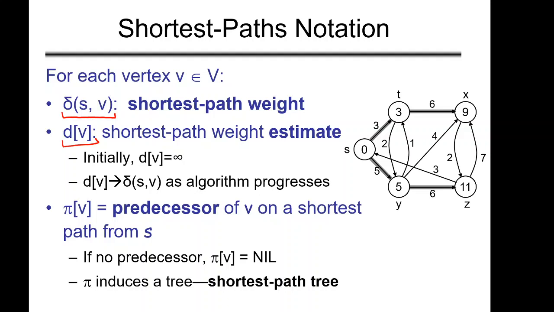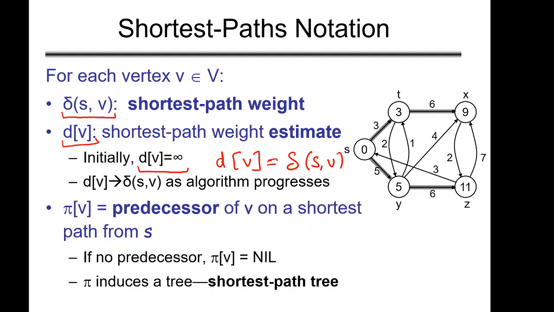In the beginning, in the initialization step, we will say that d of V is infinity. We can reach vertex V from S with infinity weight, right? So this is the initialization step, and then we will keep on improving this weight. As our algorithm progresses, d of V becomes closer and closer to the actual shortest path weight. Once the algorithm stops, d of V is equal to the shortest path weight for that vertex.